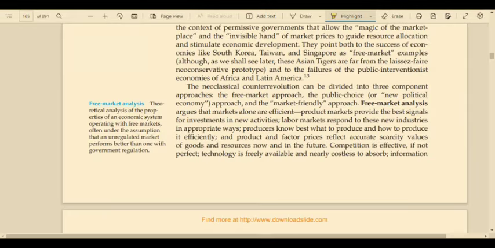In the neoclassical market revolution, we have basically three approaches. That is the public choice approach, market-friendly approach, and free market approach. Okay. So the free market analysis argues that markets alone are efficient.